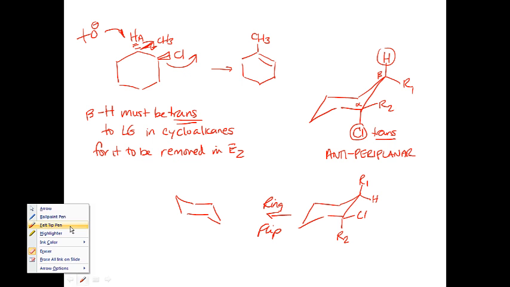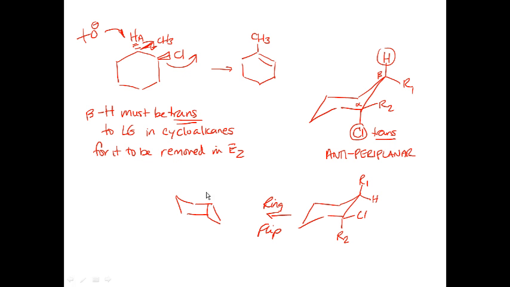The way I have it drawn here, the Cl goes there, and then the R2 goes here, and then that hydrogen goes there, and the R1 goes there. So this molecule would undergo a ring flip, and now the HCl is anti-periplanar to itself.